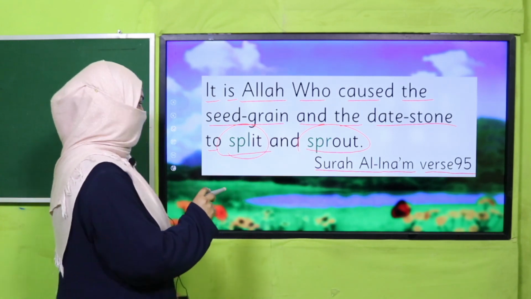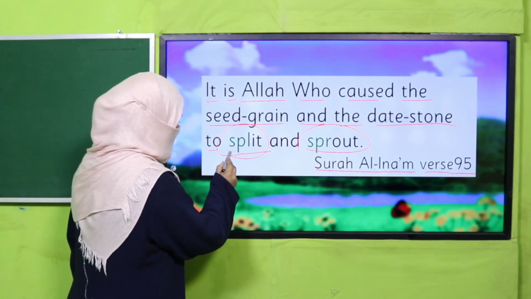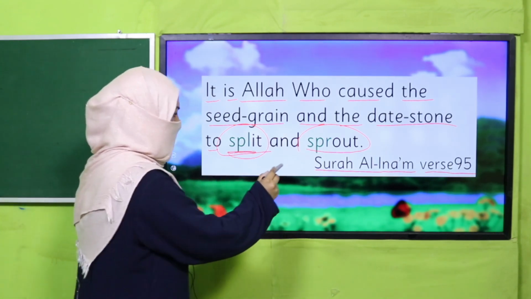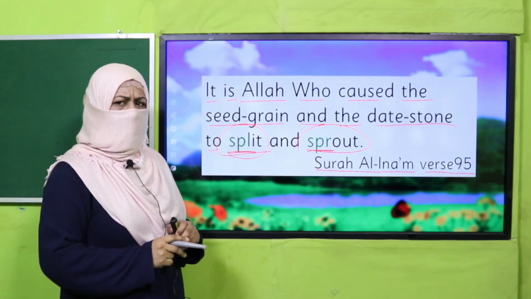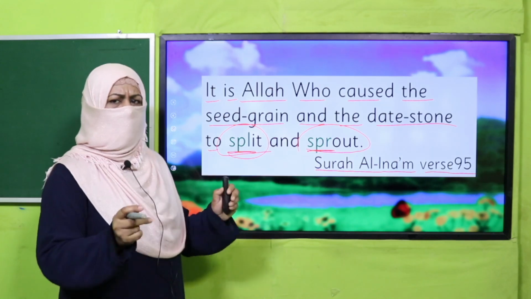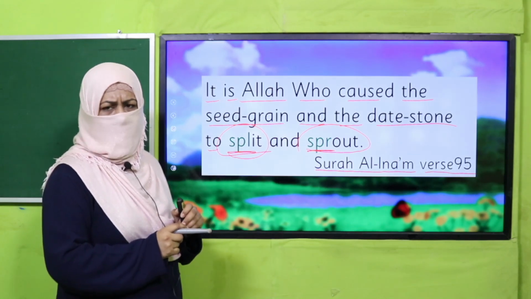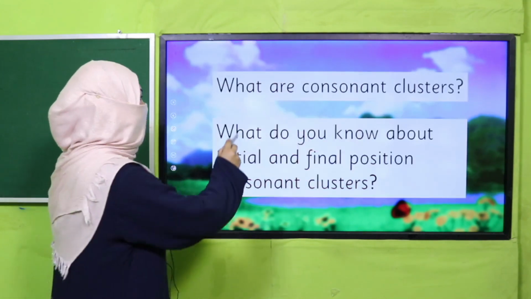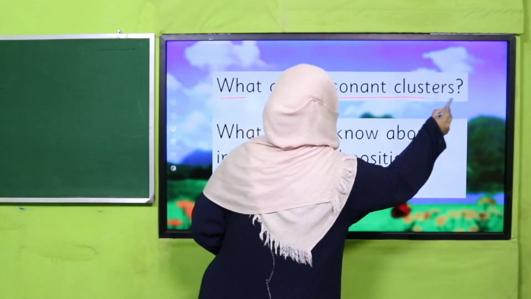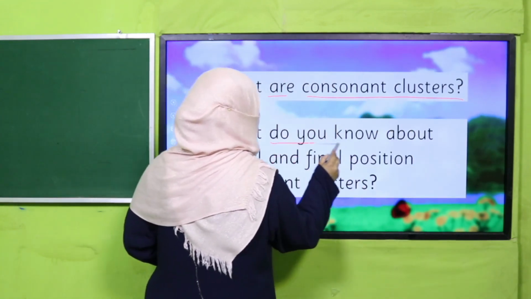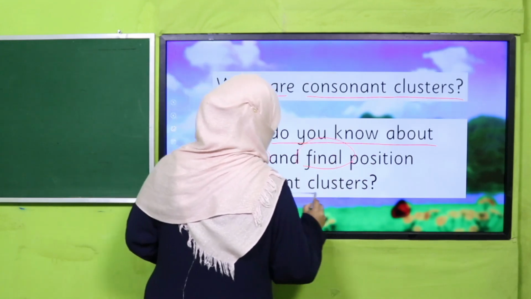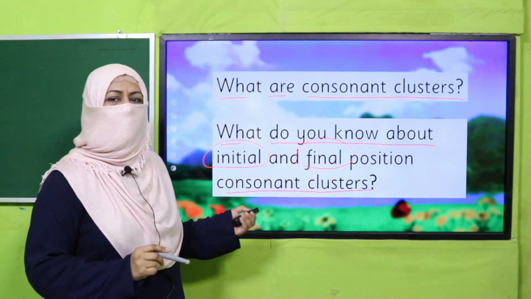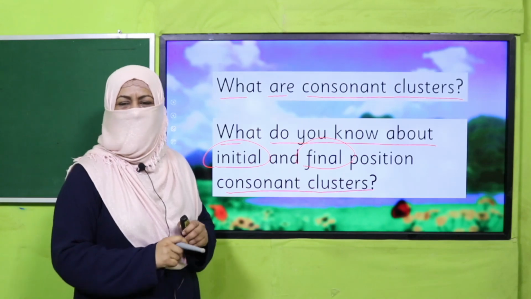And my dear students, here I want you to look at these letters, which I have colored green. They are all consonants, and when 2 or 3 consonants come together, what do we call them? Do you remember? Okay, then tell me, what are consonant clusters and what do you know about initial and final position of consonant clusters? Pause the video, answer these 2 questions to your teacher and then come back.